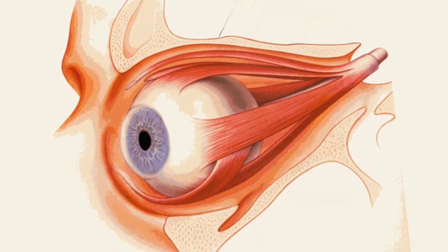There are 7 muscles which surround the eyeball. Their job is to help move the eyeball in different directions. So as a squint surgeon, we deal with these muscles. We weaken one and tighten the other so as to align the eyes.